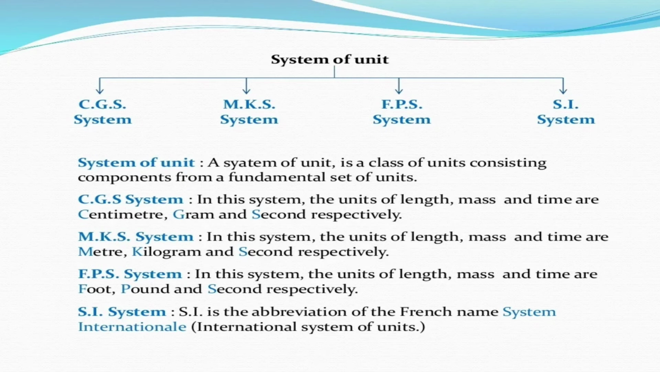MKS system. In this system, the units of length, mass and time are meter, kilogram and second respectively. FPS system. In this system, the units of length, mass and time are foot, pound and second respectively. SI system. SI is the abbreviation of the French name Système International, International System of Units.